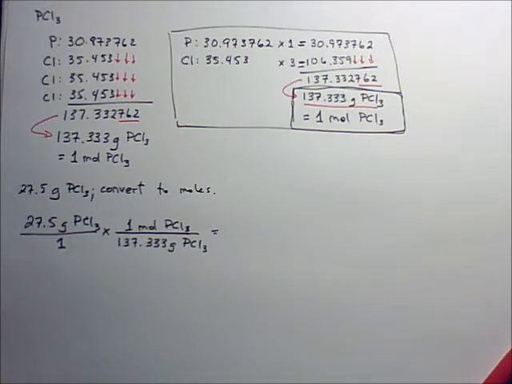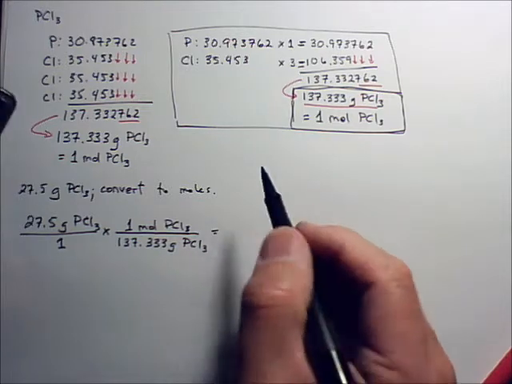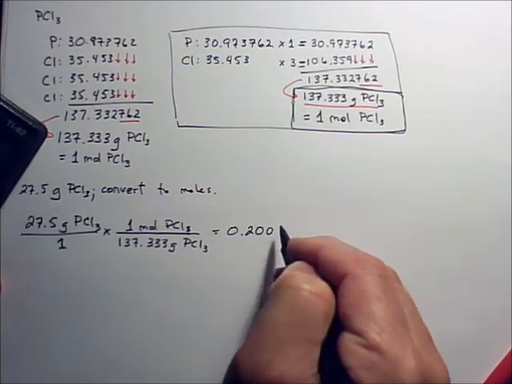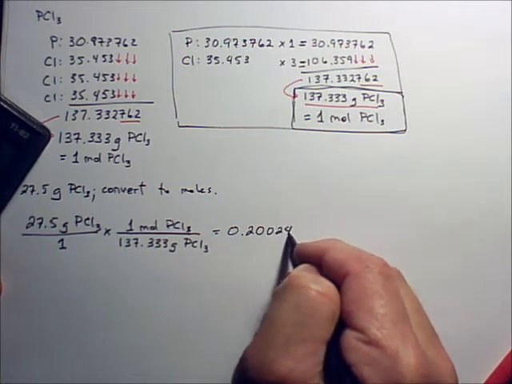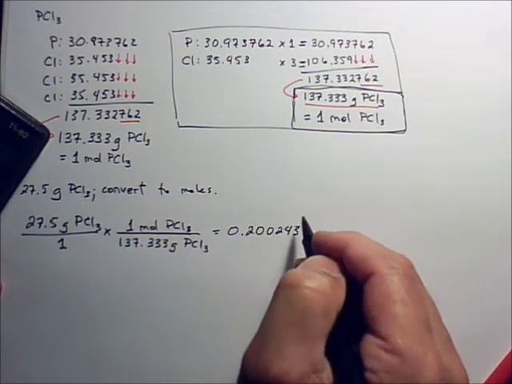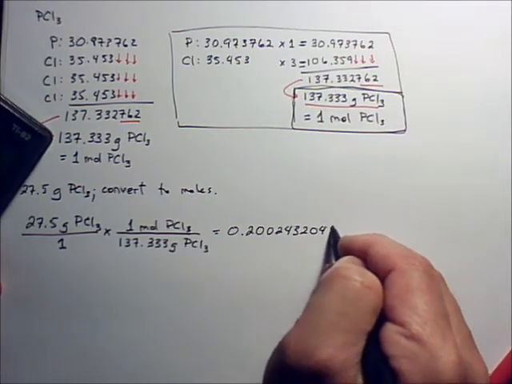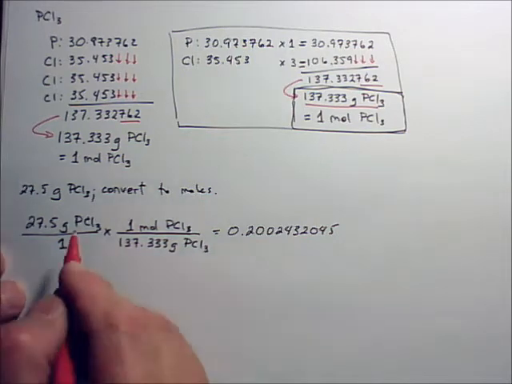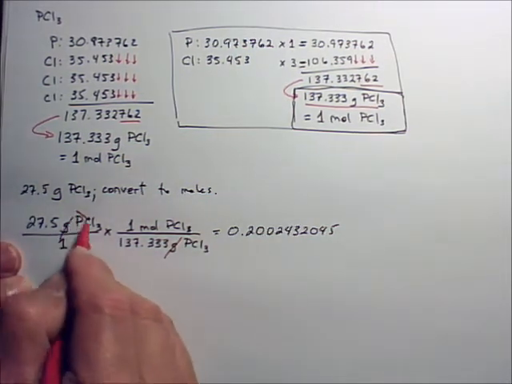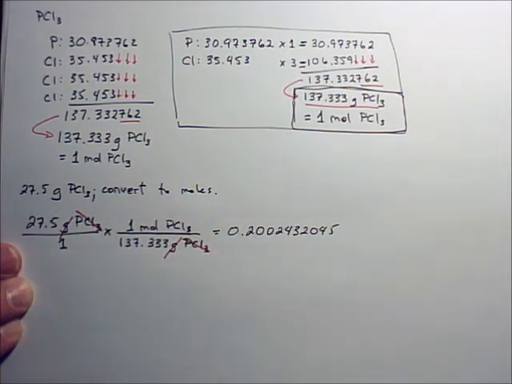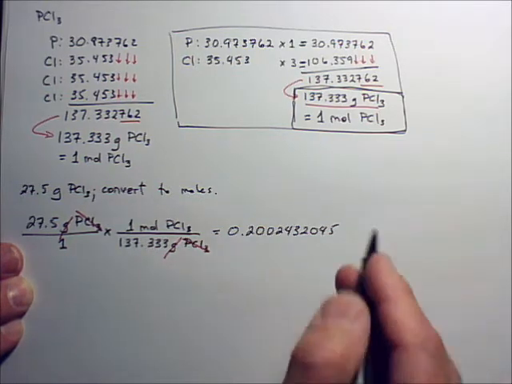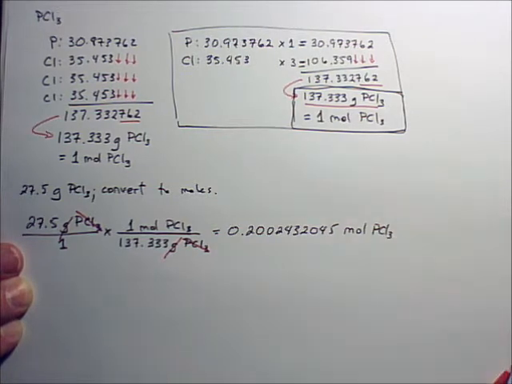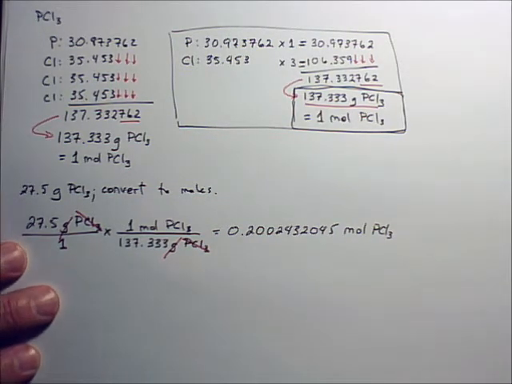How long should we write it? The whole thing you got on the calculator. 200 243 2045. Okay, that's the number. Now, we need to cancel units, cancel species, and so the units and species that are left now are moles of PCl3, and we're ready to figure out how to round off.